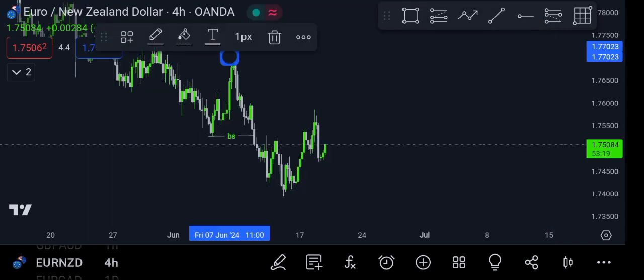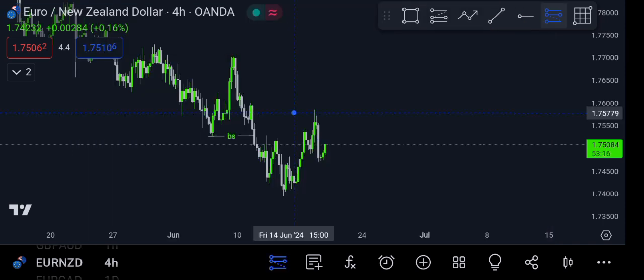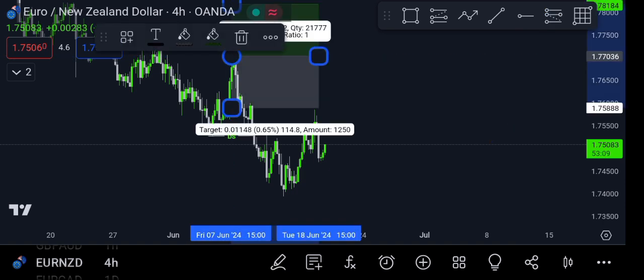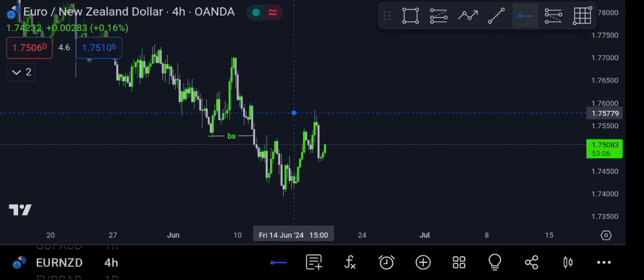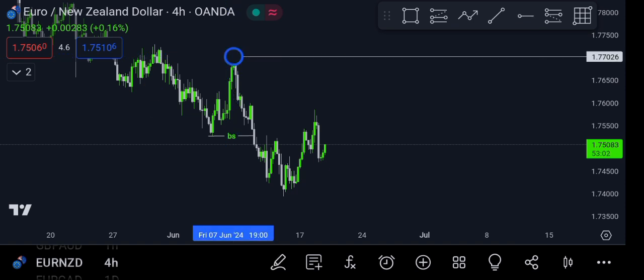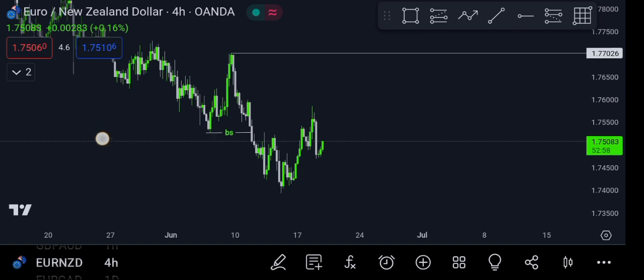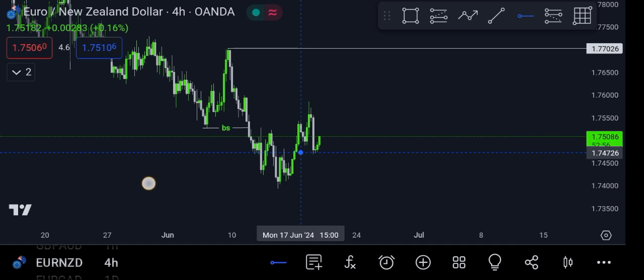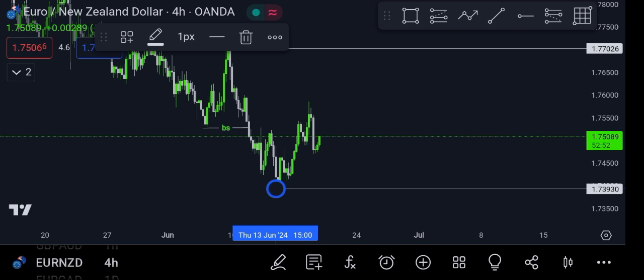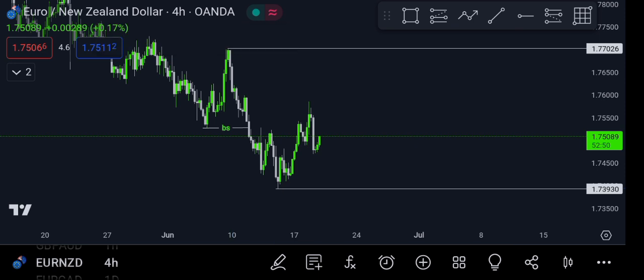I made a mistake here. So after marking our break of structure, guys, the second thing to do is to mark our swing point. So this was the last high here on the 4 hour time frame, and down below here is our last low here, guys.